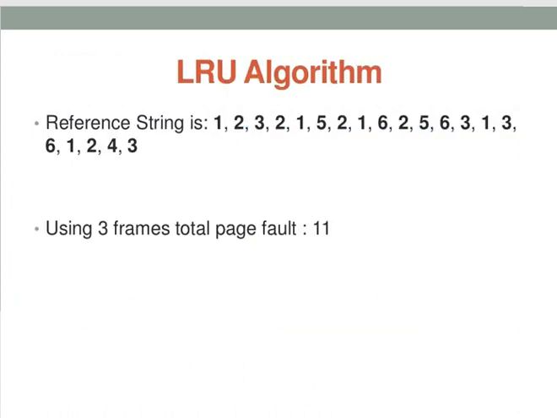Okay, so now you have to solve this example on your own. Here is a reference string for the pages: 1, 2, 3, 2, 1, 5, 2, 1, 6, 2, 5, 6, 3, 1, 3, 6, 1, 2, 4, 3, and you have to solve this example using three frames. Here the total page fault count is equal to 11, but you also have to find the page hit count.